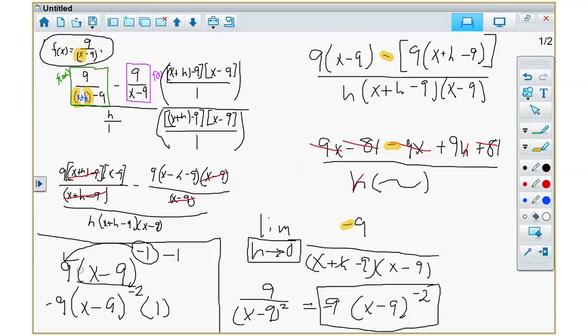And then negative 1 minus 1 is negative 2. And then the derivative of what's inside is 1. And that's your answer. Negative 1 doesn't change anything. So negative 9 times x minus 9 to the negative second power. Like you subtract the 1. That's the exponential law of calculus. Okay, that's the rule.